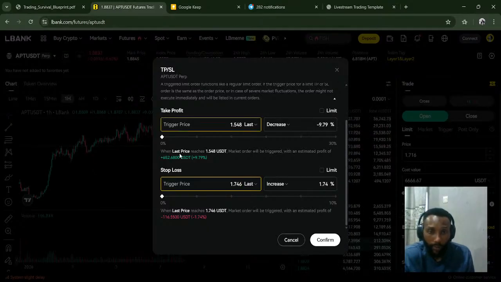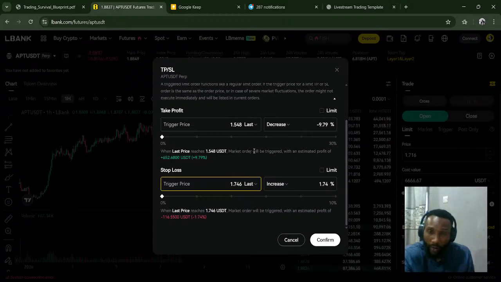So you can see our take profit. If price reaches this region, 1.548, a market order will be triggered, with an estimated profit of $652 from this trade. It's telling you what we're going to make, which is 9.97%. There's no leverage.